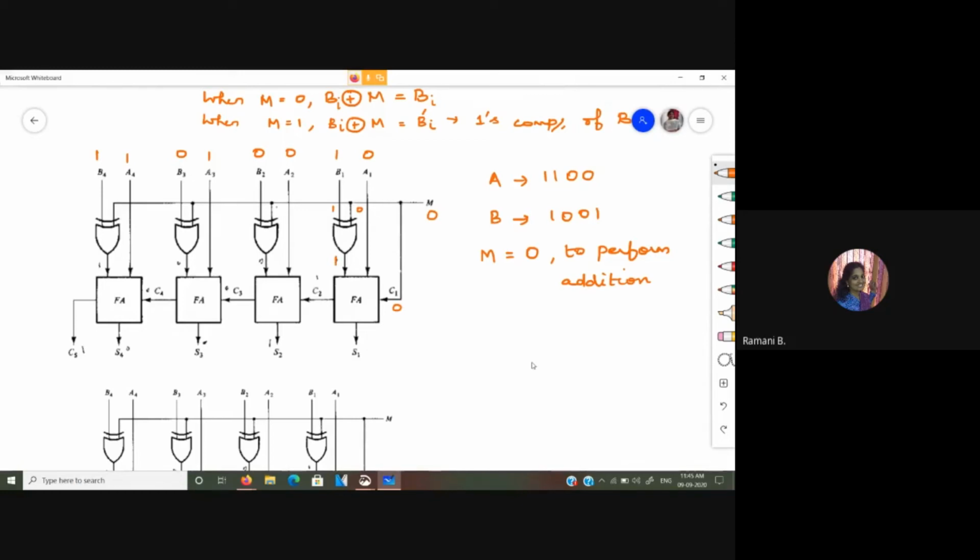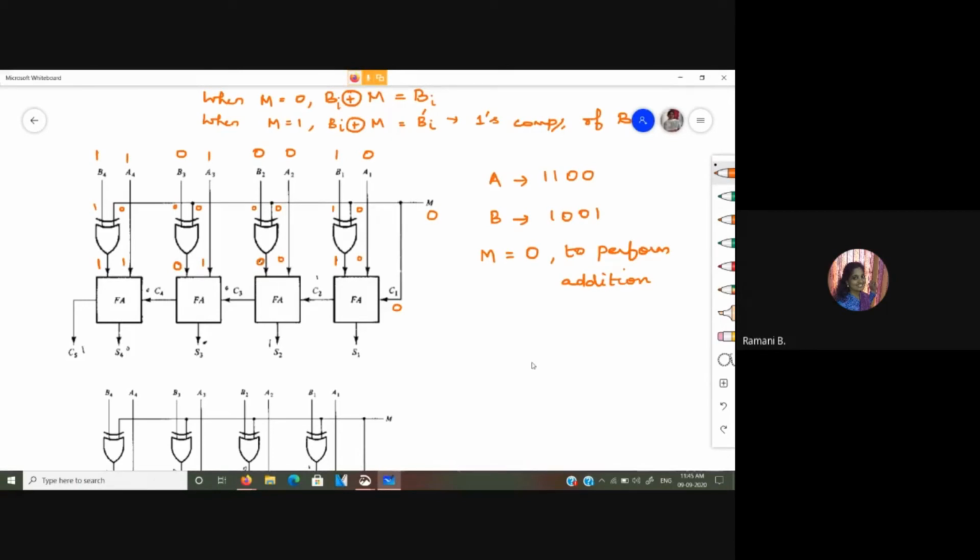Then here again I have 0. 0 XORed with 0 gives me a 0. Then this is 0. This is also 0. So 0 XORed with 0 gives me a 0. Then this is 0 and this is 1. So 0 XORed with 1 will give me a 1, right? So this A1 is 0, A2 is 0, A3 is 1 and A4 is 1.